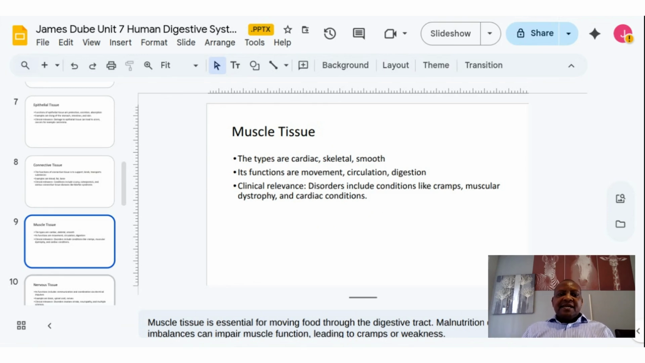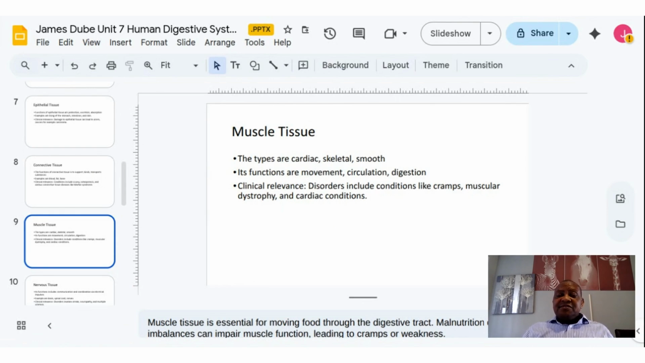And the clinical relevance of the muscle tissue, if they are affected or something is not functioning well, we get disorders like cramps. We always see people complaining of stomach cramps, muscle dystrophy, cardiac conditions. This all happens when the muscle tissues are not functioning well.